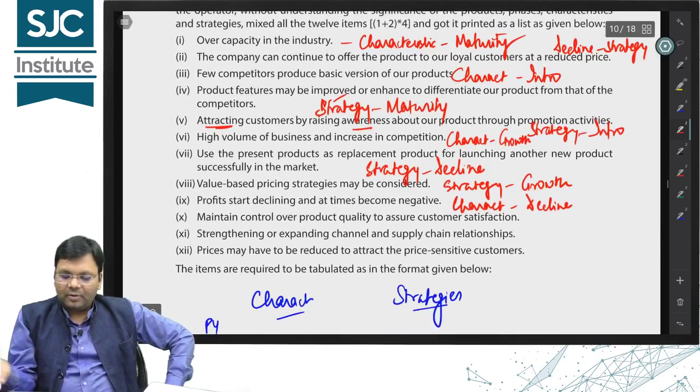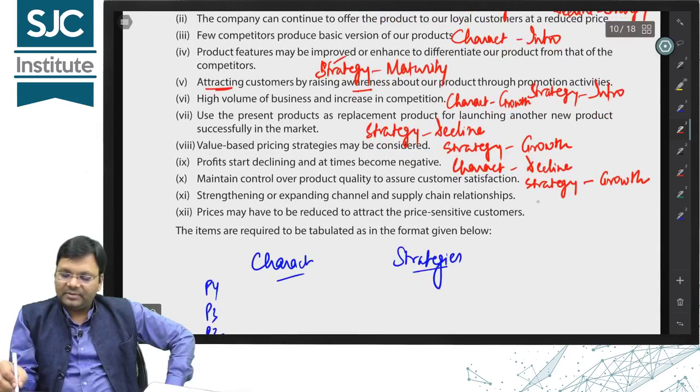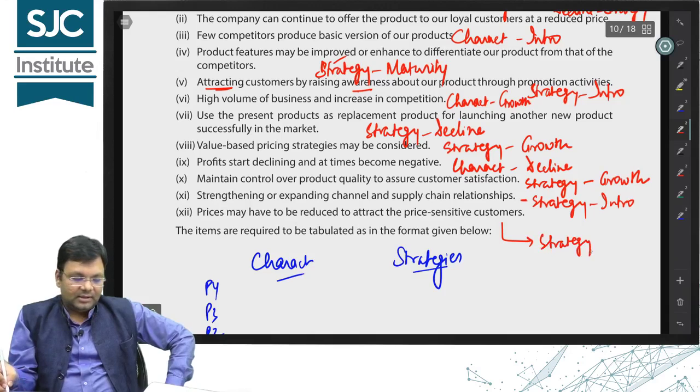Maintain control over product quality to assure customer satisfaction. So this is a strategy for customer satisfaction, strategy in growth phase. Strengthening or expanding channel and supply chain relationships. So this is your strategy in introduction phase. Prices may have to be reduced to attract price sensitive buyers. So this is strategy in maturity phase.